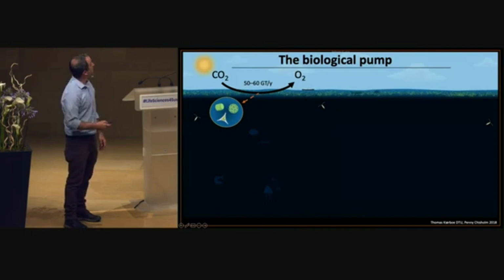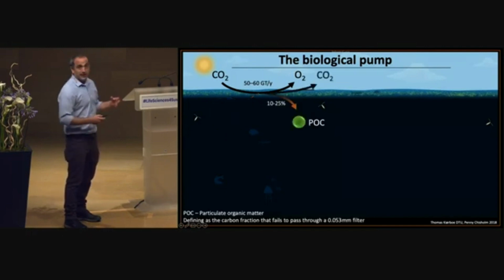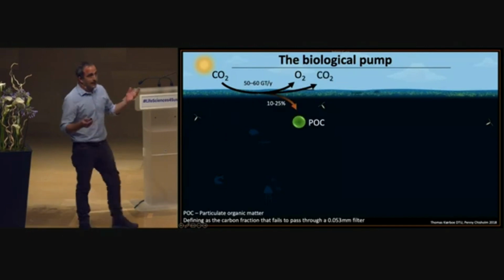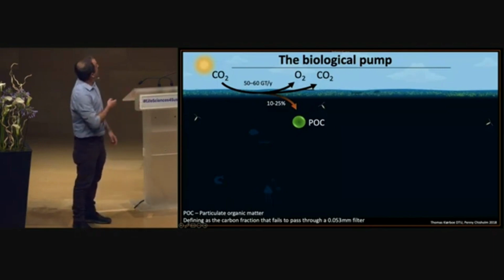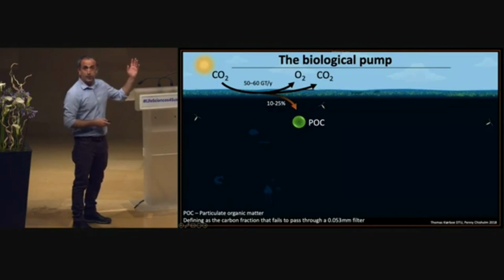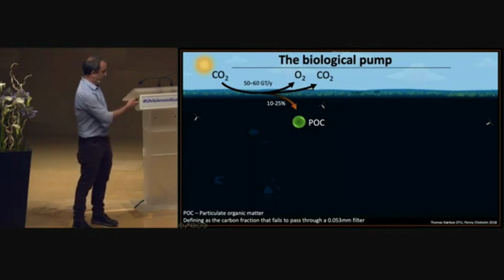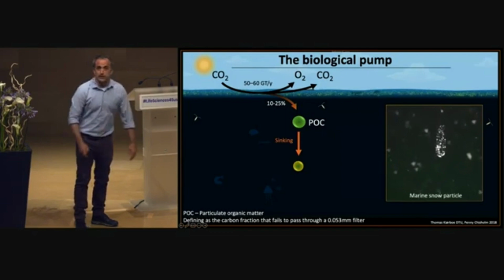So again, the biological pump is the process by which carbon dioxide is absorbed by photosynthetic microorganisms at the top of the water column. Now, as those microorganisms die, they tend to aggregate in several pathways and form this particulate organic carbon, which sinks into the deep ocean and carries the carbon assimilated in their biomass to the deep ocean.